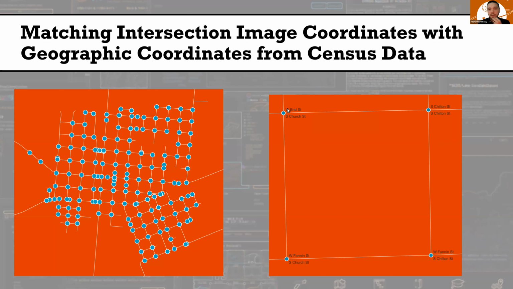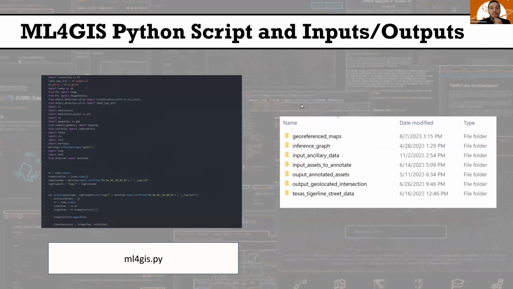And then you can see over here on the right, it's this screenshot we saw earlier. We see the intersection data that's been calculated there from the Tigerline street line data. And then we run the main script here, our ML4GIS Python script. Over on the right, we see the different input and output folders that are created by this script. The inputs that it pulls in, and then it generates the output folders.